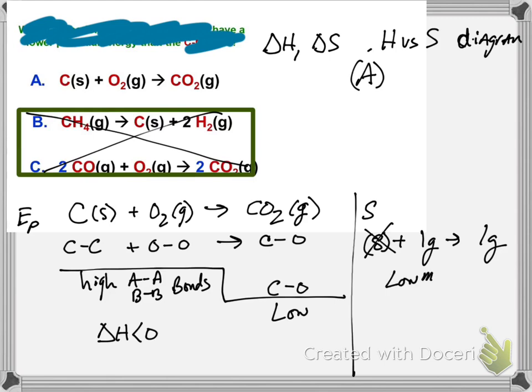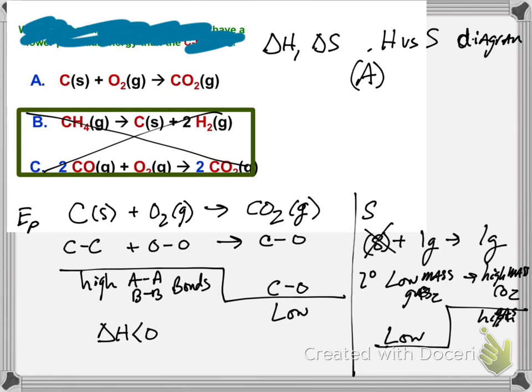And now we need to use secondary considerations because we have the same number of gas particles on both sides. So we have low mass gas going to high mass gas. That means we're going from low to high, low mass gas particle to high mass gas particle. That means delta S here is positive. So delta S is positive, products have more entropy, and it is an exothermic reaction.